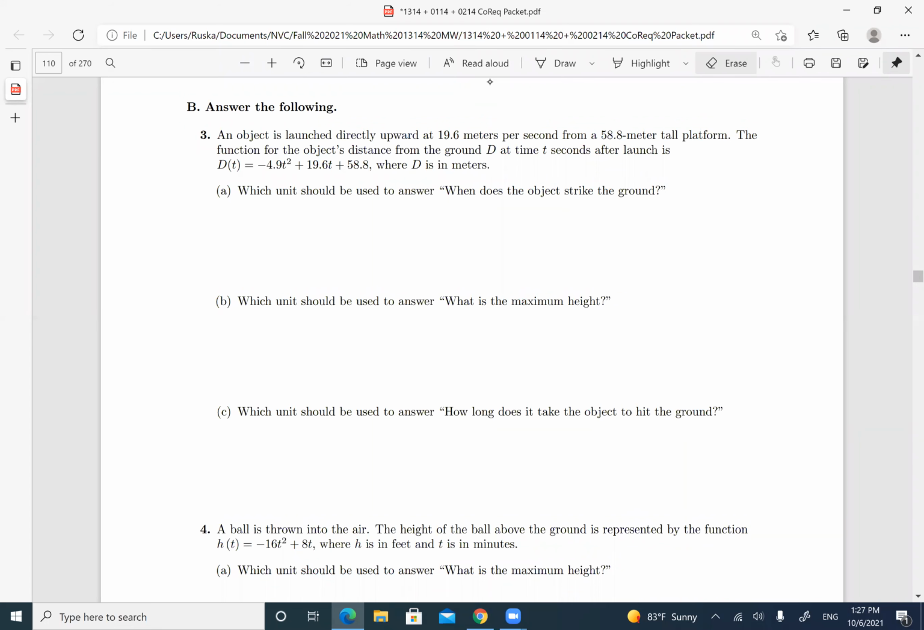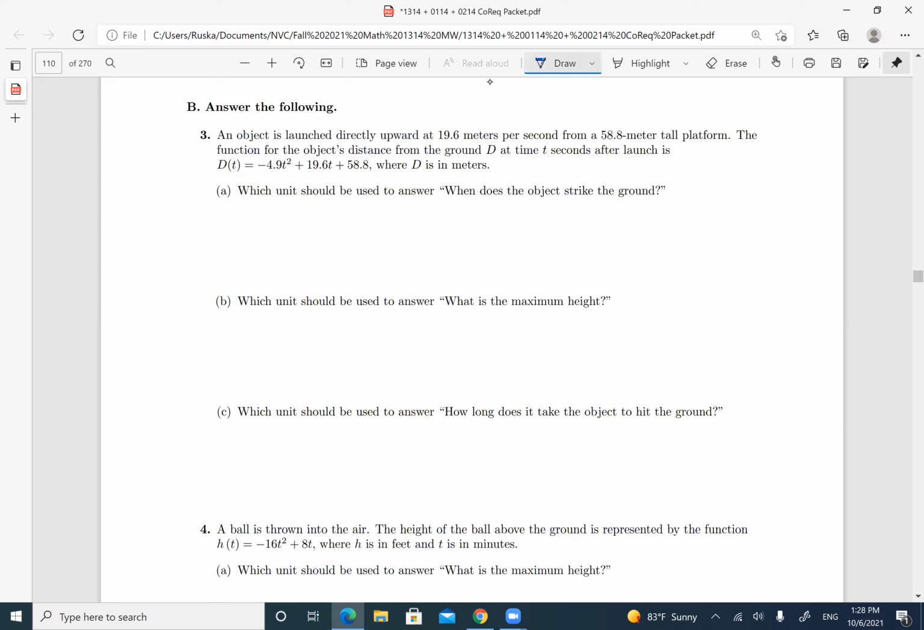Okay, so let's look at number 3. An object is launched directly upward at 19.6 meters per second. This is the same question we just talked about, right? The same numbers, but they're asking different questions here. They're asking which unit should be used to answer: when does the object strike the ground?